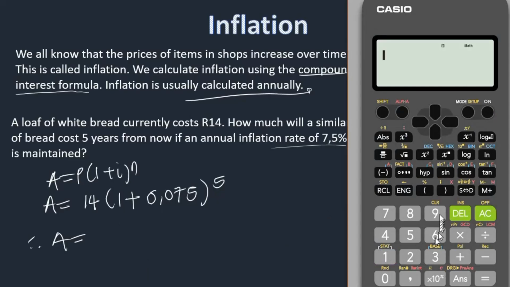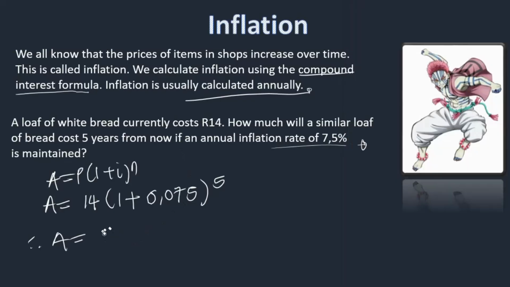With my calculator, remember, inflation is always calculated using the compound interest formula. So bread in 5 years' time will be worth 20 rands, comma, when we round this off to 2 decimal places, this is 10, right? So 20 rands, comma 10 cents. There we go. Bread that costs 14 rands today will cost 20 rands, comma 10 cents next time.